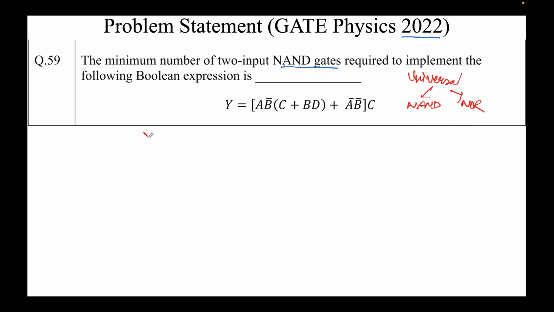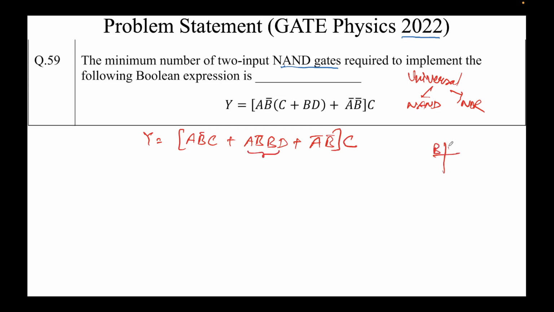But first, let's simplify this. In order to simplify this, I'm opening the brackets, not the square brackets, the inner one. It will be a b bar c plus a b bar b d plus a bar b bar times c, right? Now look at this term. What is b bar b? Let's draw the truth table.